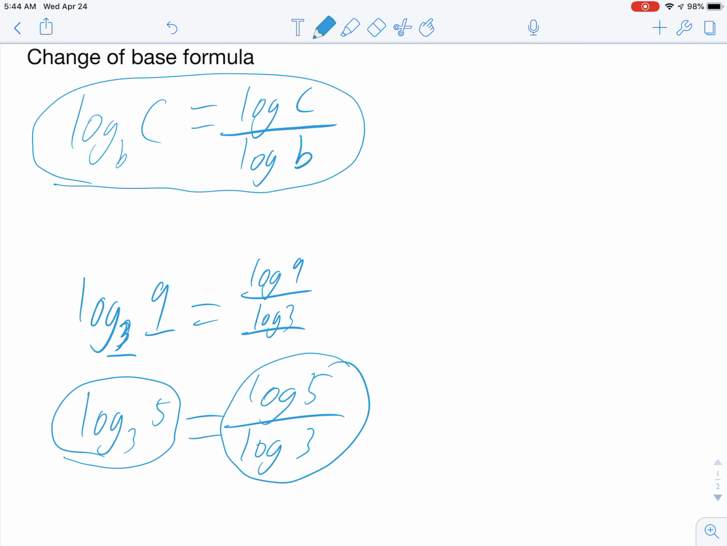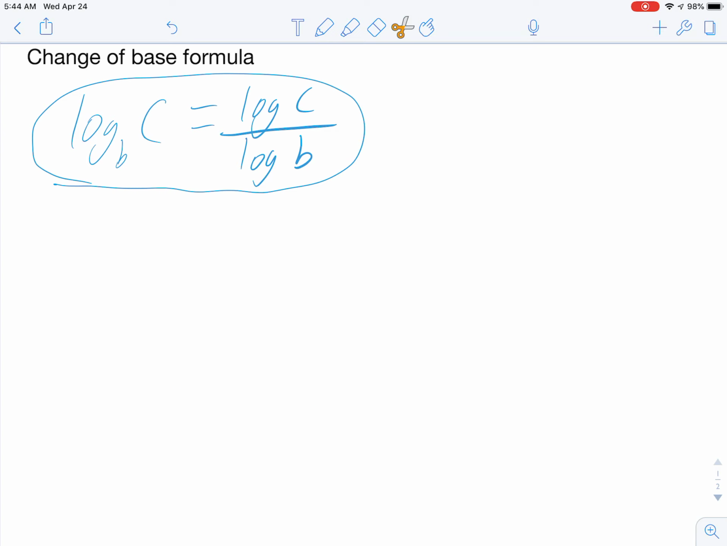Now, why does this formula work? It's actually pretty simple to prove that it works. I'm going to go ahead and show you that. If you don't care, you can stop now, but it is kind of interesting. Let me just get rid of this.